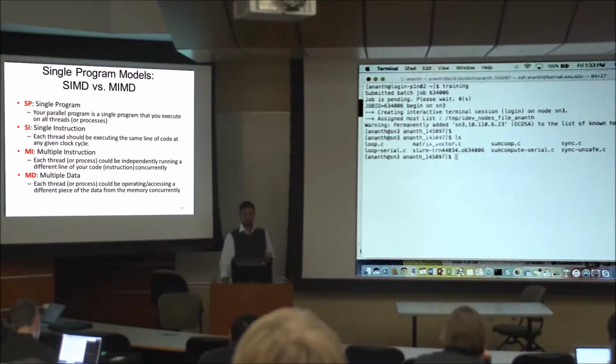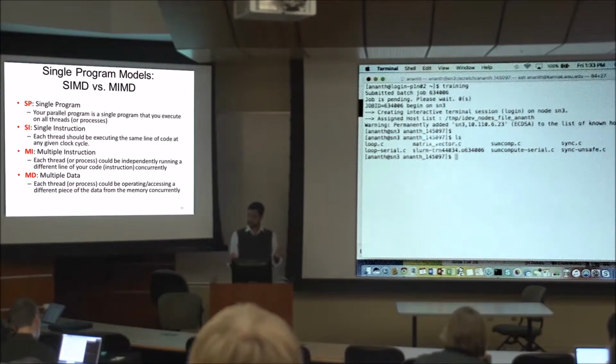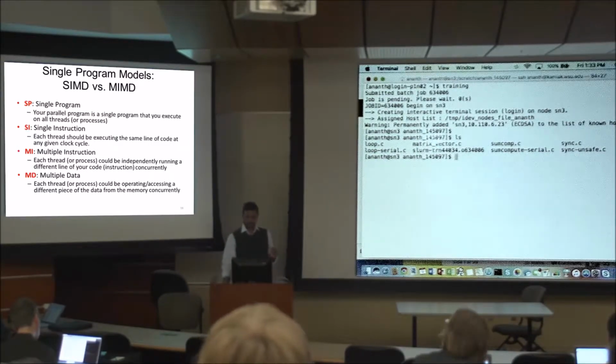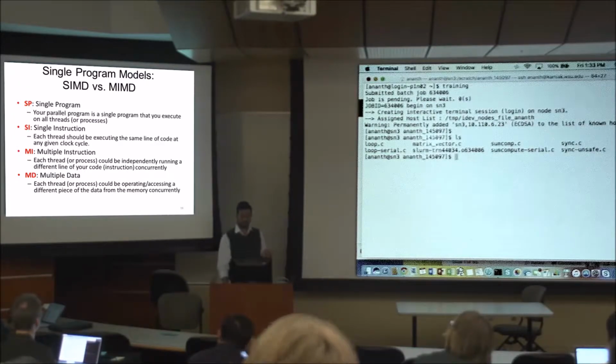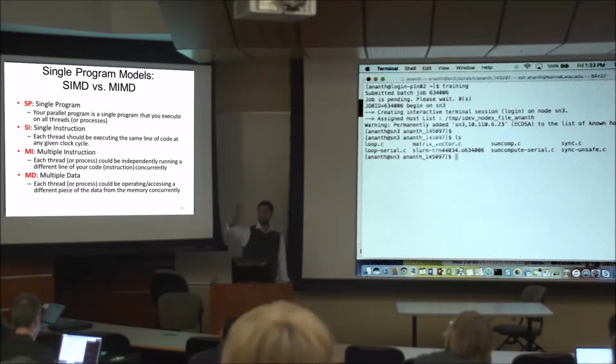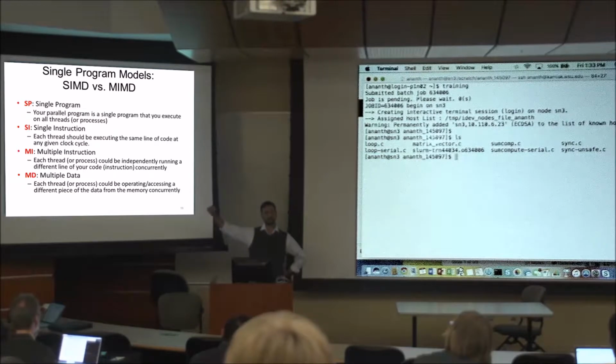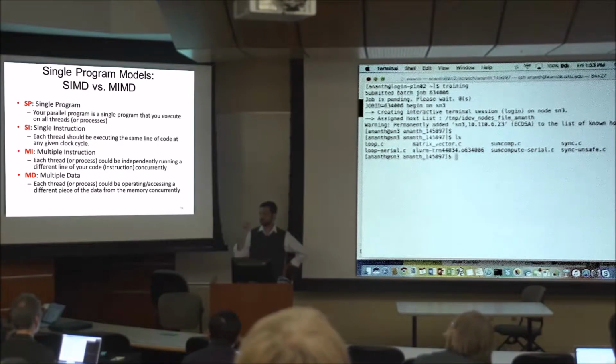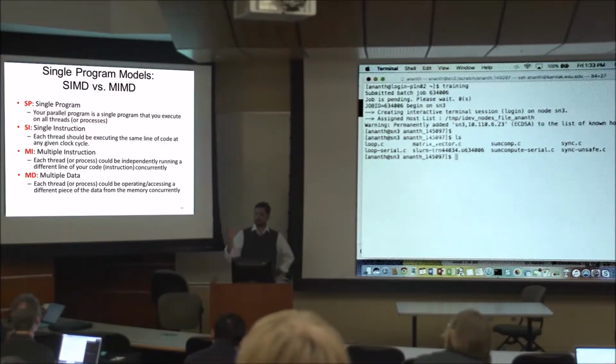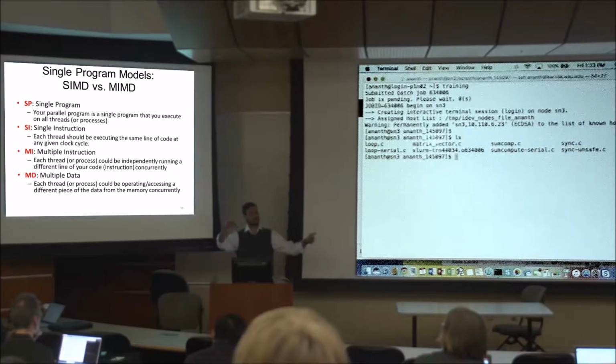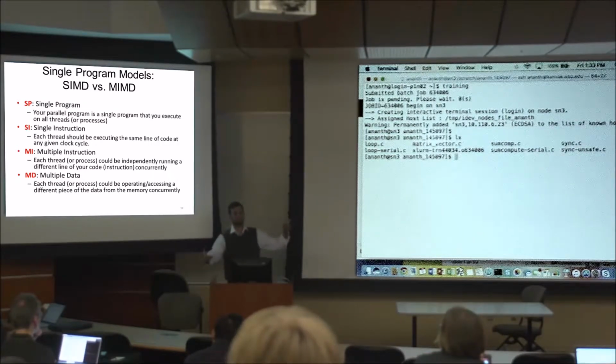Internally in that program, we can spawn multiple threads, right? Essentially, single instruction model basically means that you may have multiple threads executing concurrently, but they all have to be executing exactly the same line of code at any given point of time. That's single instruction model. Multiple instruction model means all the threads are executing concurrently, but each of them may be executing a different line of code in your program.